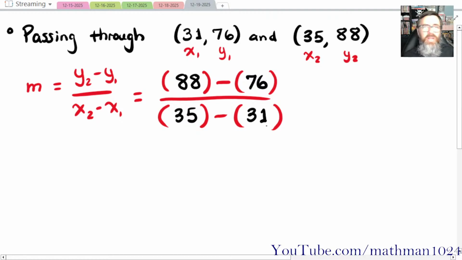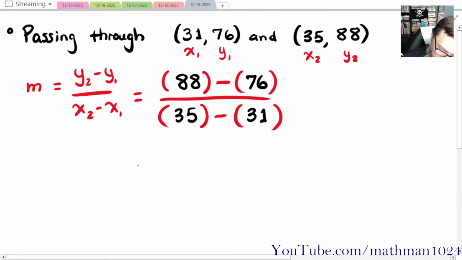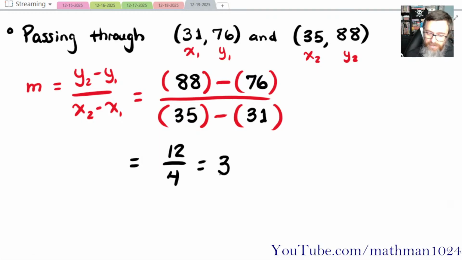Now, you might say, why did I need parentheses here? It's good habit, it's good practice. Plus, if the ordered pairs had contained negatives, doing it with parentheses keeps you from making a mistake with a negative. So always put the parentheses and then plug in those coordinates as you see them. All right, so let's keep working this out. 88 minus 76 is 12. 35 minus 31 is 4. So we end up with 3. This is my slope. Not my answer, but it's going to help me get to my answer.